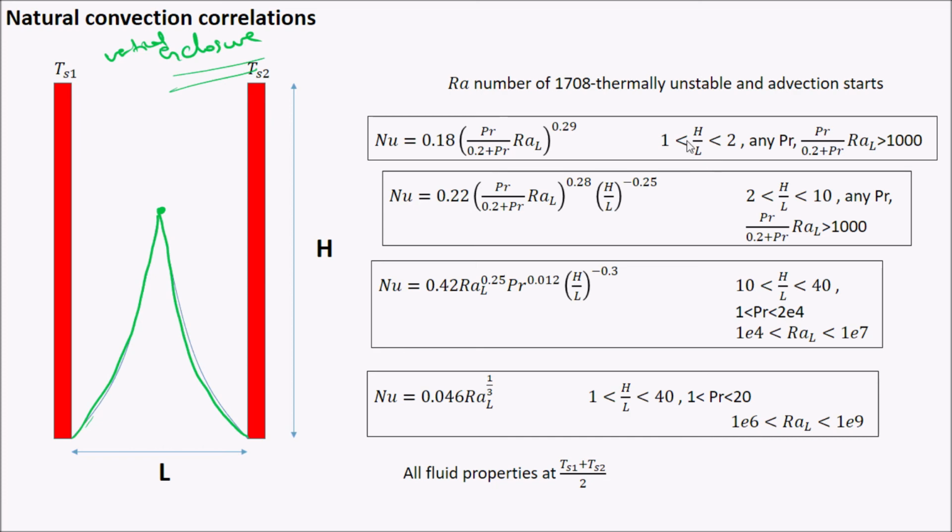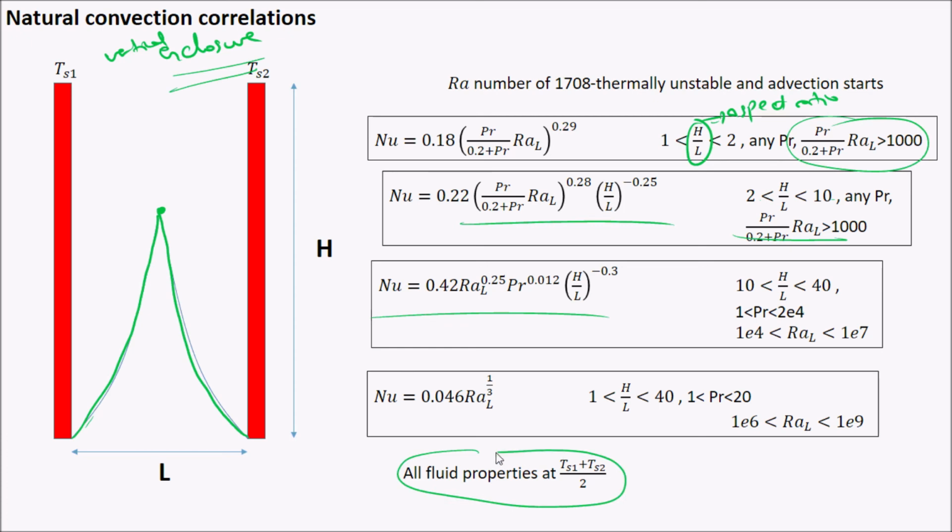So we have H by L, which is also called the aspect ratio. For this aspect ratio we have different correlations. If it is between 1 and 2, you have this one, and for the difference of the Rayleigh number, if it is 2 to 10, you have this correlation. For Prandtl number between 10 to the power of 4 and 1, you have this correlation. Different correlations for different Rayleigh number ranges and aspect ratio ranges, and all fluid properties should be calculated at (Ts1 + Ts2)/2.